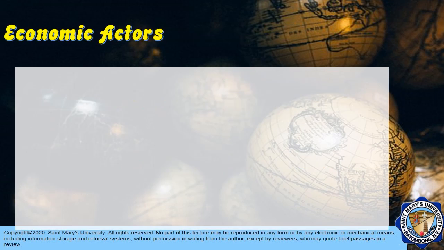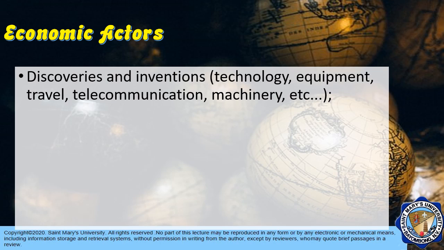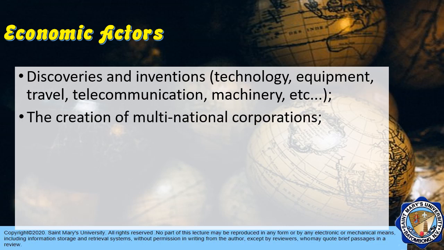Okay, so it's now relevant for us to look into some of the examples of economic actors. When we say actors, here are the factors that make the economic process seamless, or the factors that make the economy continue its process. The first one here is discoveries and inventions, like for example, a new technology for production, for equipment, for travel, telecommunication, machinery, and many others. We also have here the creation of multinational corporations that, of course, establish foreign direct investments in other countries.